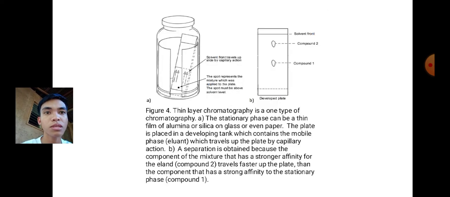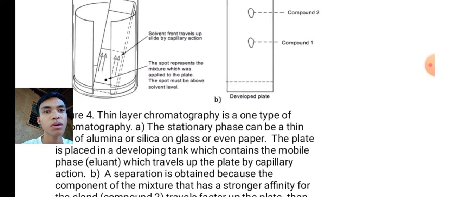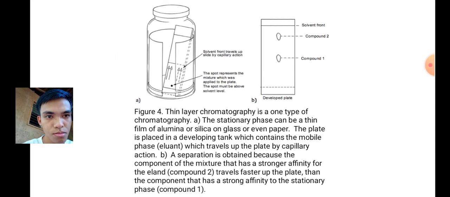So let's proceed to the mixture, as shown in figure 4. Thin layer chromatography is one type of chromatography. The stationary phase can be a thin film of alumina or silica on glass or even paper.